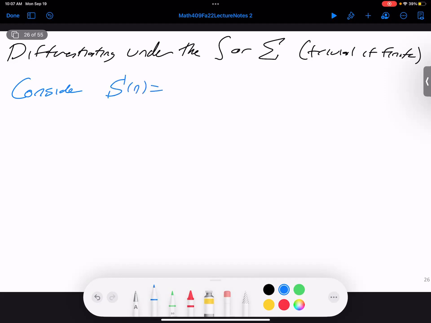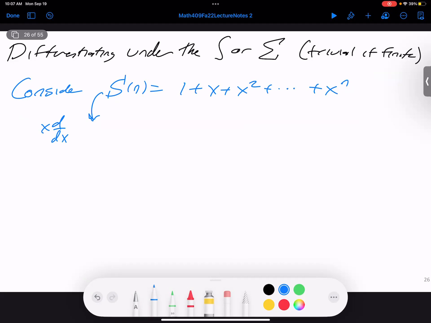All right, so let's consider Sn is 1 plus x plus x squared plus dot dot dot plus x to the n. And what I'm going to do is apply the operator x d by dx to both sides. The reason I'm going to apply x d by dx is that way each term, if it was x to the 5th, ends as x to the 5th.